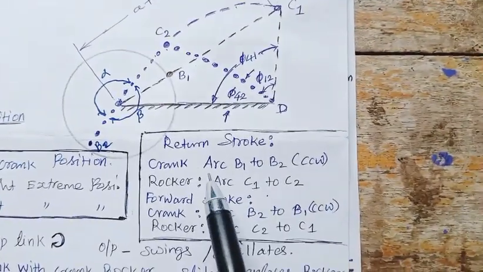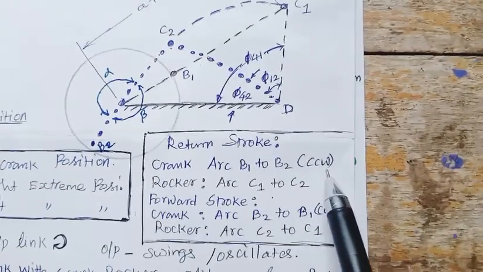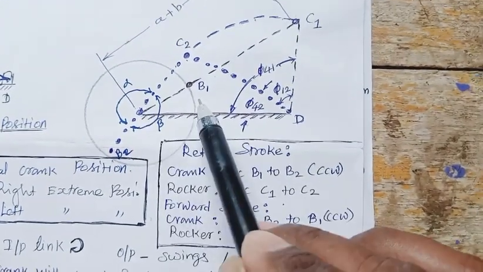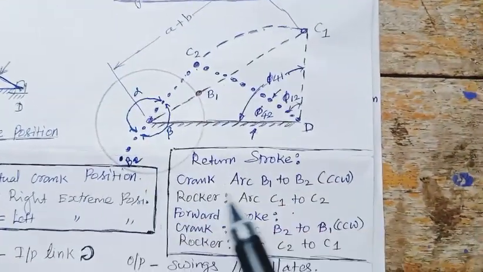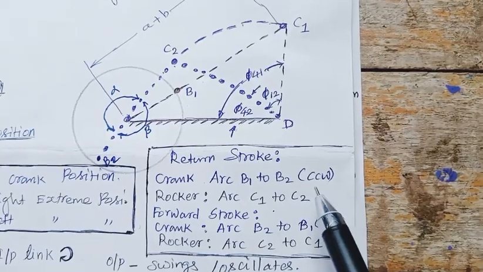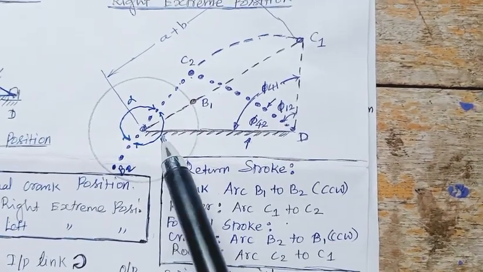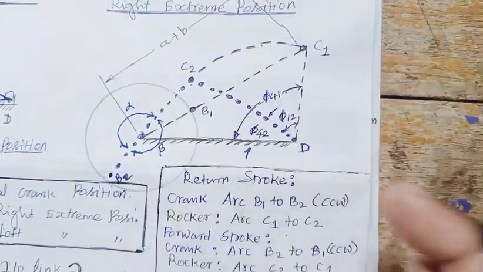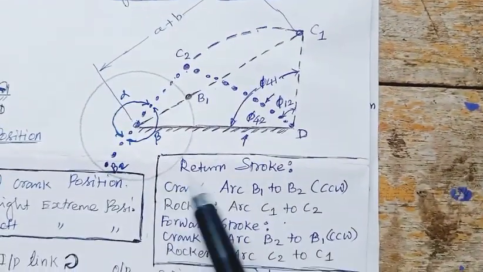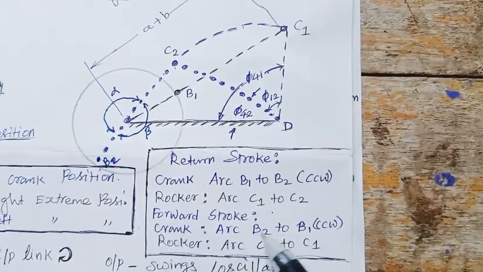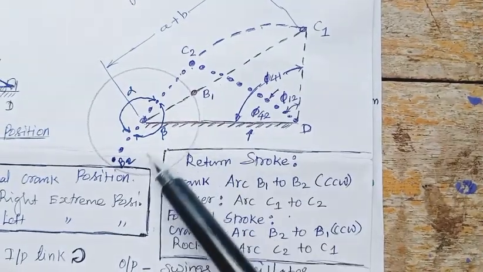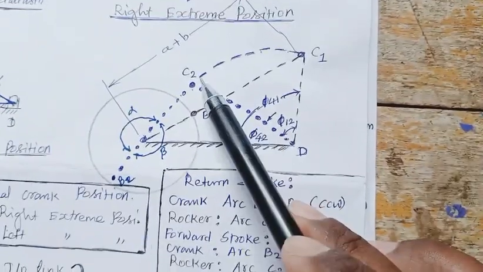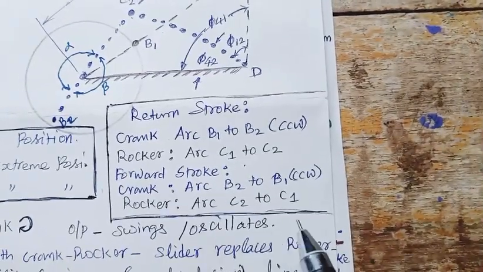Return stroke: the crank arc B1 to B2 is counterclockwise. What is the crank arc? This is shown here from B1 to B2. This is the crank arc in counterclockwise, and the rocker arc is C1 to C2. In the return stroke, the arc from B1 to B2 is counterclockwise, and the rocker arc is from C1 to C2. In the forward stroke, the arc is B2 to B1 through an angle beta, and the rocker arc is C2 to C1. This is the case of return stroke and forward stroke.